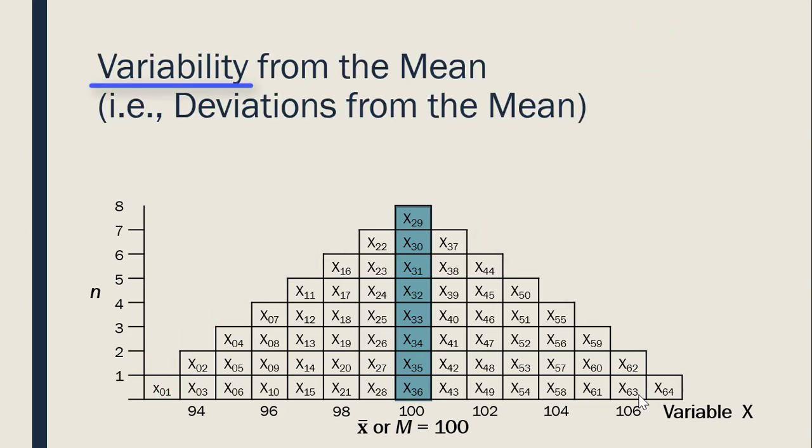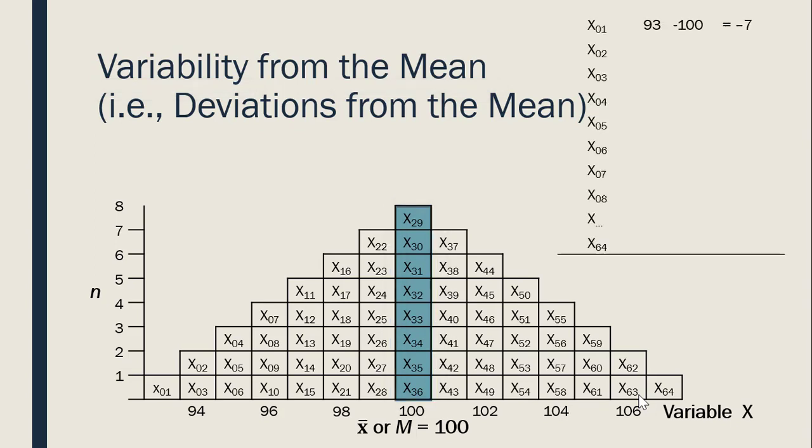Variability is another important topic in statistics. And even in more advanced statistics, it remains important to understand how values deviate or diverge from some point of interest. In this case, we are interested in how the scores deviate or vary from the mean, which is highlighted.